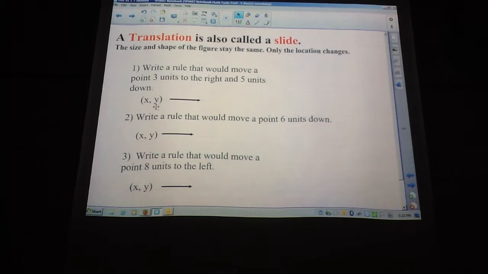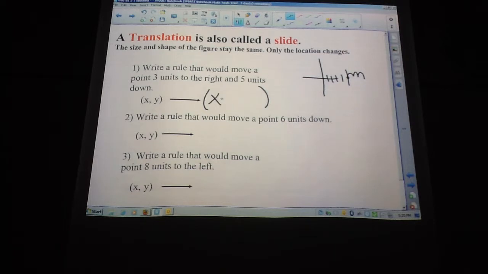Well, if we remember ordered pairs, the x is the first value and the y is the second value. So if I'm moving it left or right, then yes, I'm changing the x value. If I'm moving it up or down, then I'm changing the y value. So how I would write this rule is I would still have my x value, like if it was over here at 5. If I'm moving it to the right 3 units, then I would take that 5 and add 3 to it.